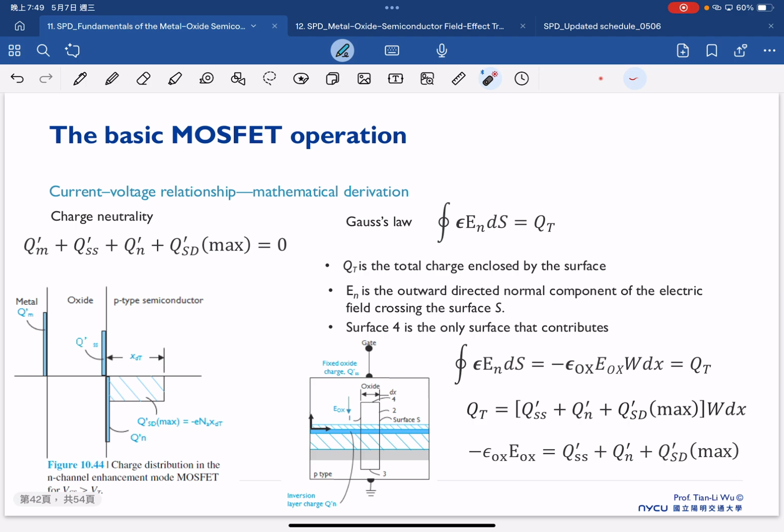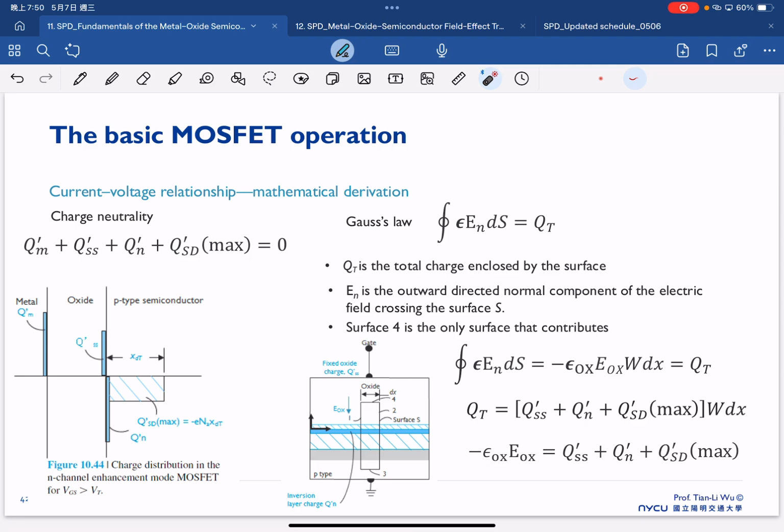Now we have to apply again for our charge distribution. First of all, because we still have to consider the charge neutrality, where our Qm, this is under the positive gate bias, so that's why we have the positive charge in the metal, our fixed oxide charge, and then our inversion charge, and also our depletion region charge. Everything should be equal to 0. And also we apply the Gauss law.